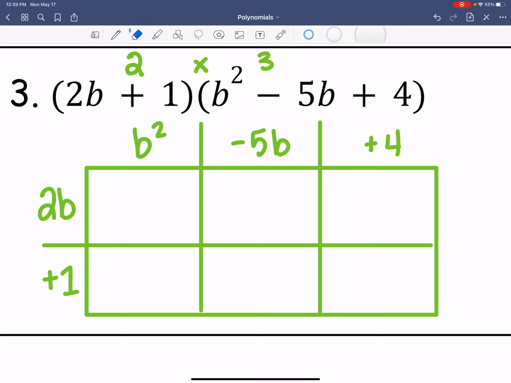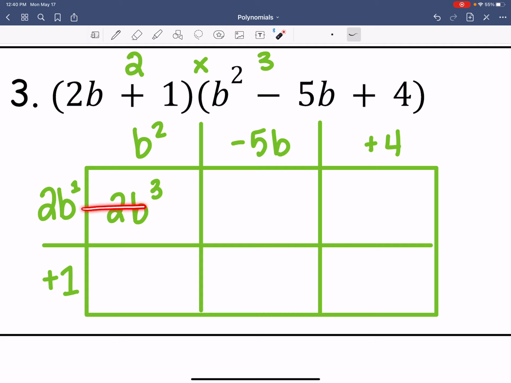Now we're going to start multiplying. 2b times b squared. So remember 2, that's like 2 times 1 if there's nothing written in front of the b. It's like a 1b. So that's still just 2. And then b times b squared, b to the first power times b to the second power, we're going to add those to get b to the third power.